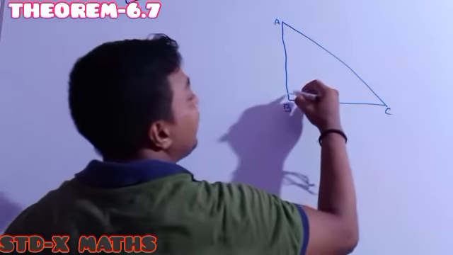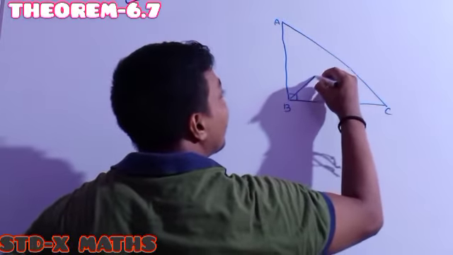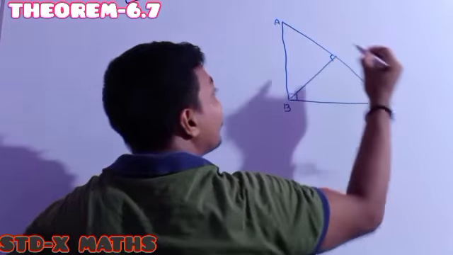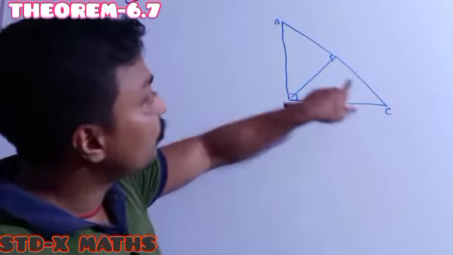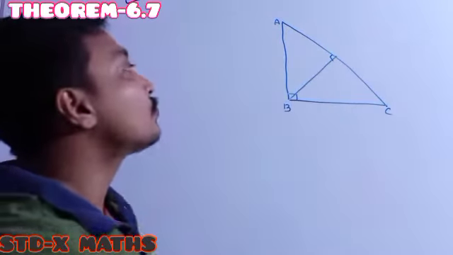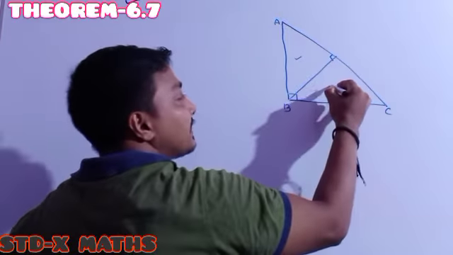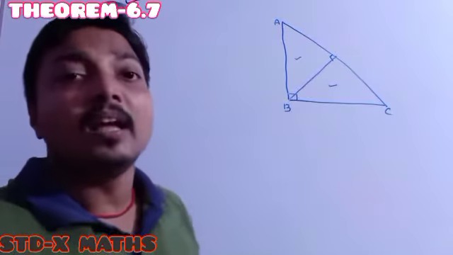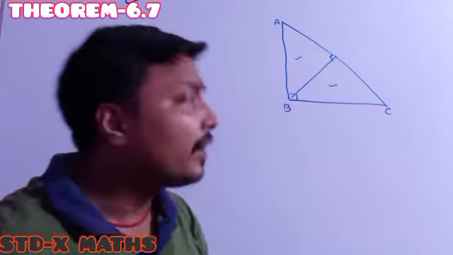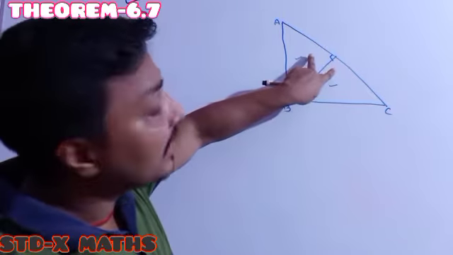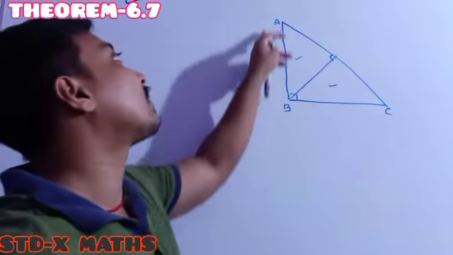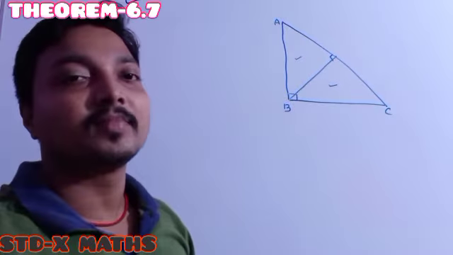From the figure, in the right angle triangle the right angle vertex is B. Suppose from B, I draw a perpendicular to our hypotenuse AC. Then this little triangle is similar to this little triangle. After that, you just have to remember both the little triangles are also similar to our larger triangle.